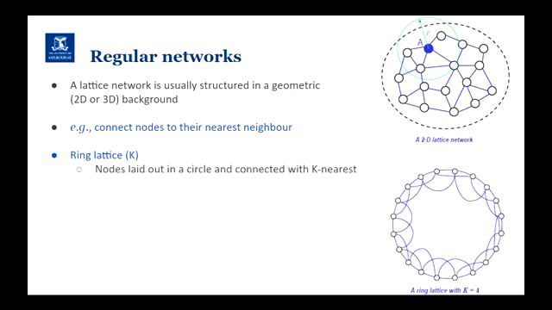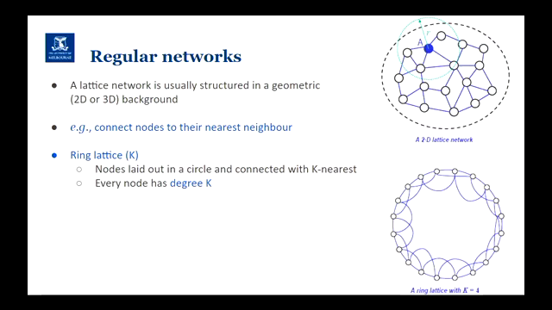In a ring lattice K, we first lay out all the nodes in a circle, and we connect each one to its K nearest neighbors. So for a ring lattice with K equals 2, I lay them out in a circle and connect each node to the neighbor on the left and the neighbor on the right. With K equals 4, we also connect it to the second neighbor, okay? And we keep going. So every single node in this network will have a degree equal to K, okay?